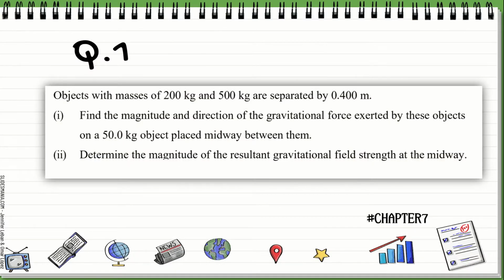Question number 1 is from chapter 7, gravitation, and the question is: objects with masses 200 kg and 500 kg are separated by 0.400 meter. So we have mass number 1 here, mass number 2, and this is the distance between the two masses. And the question is, find the magnitude and direction of the gravitational force exerted by these objects on a 50 kg object placed midway between them.